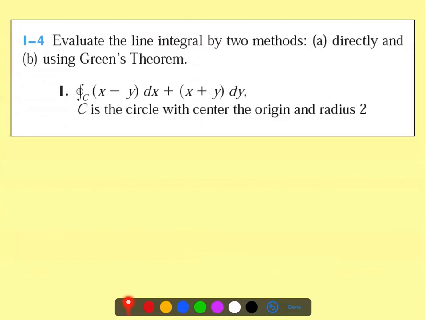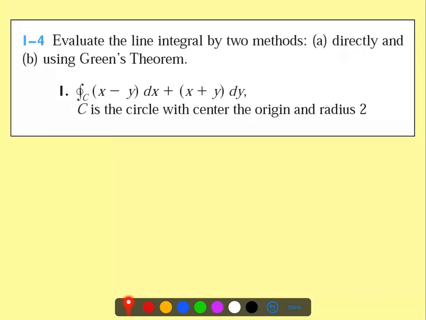So let's just do some examples here. This first one is a line integral, and this little circle just means that it's coming back to itself. We have this line integral, and we want to go around this circle with center at the origin and radius 2. It doesn't give us what the parametric equations are. You don't need those parametric equations necessarily for Green's theorem, but if we're going to compute this directly, we want to know what those parametric equations are.